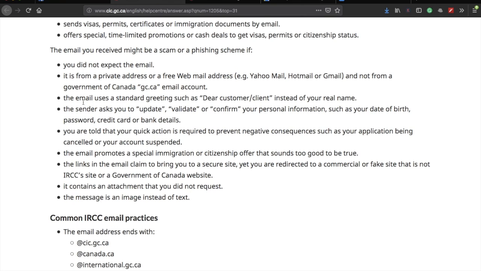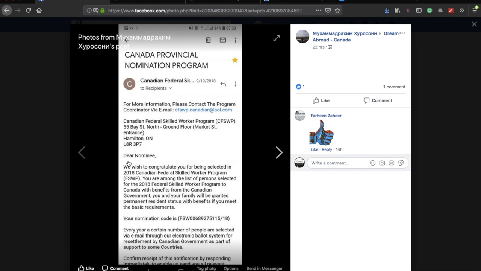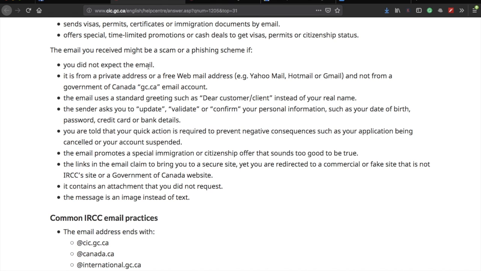Moving on, the email uses a standard greeting such as "dear customer, client" instead of your real name. So this is another point. You can see over here they have mentioned nominee. They haven't mentioned the gentleman's name, or any other specific information. So this is a very generic mail that they would be sending to many people, the same mail. Okay, now moving on.